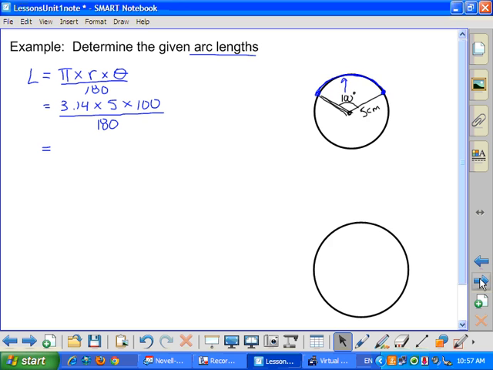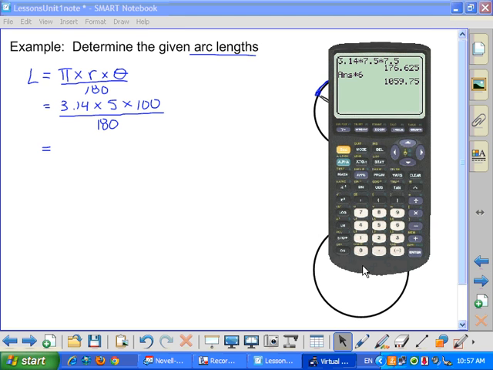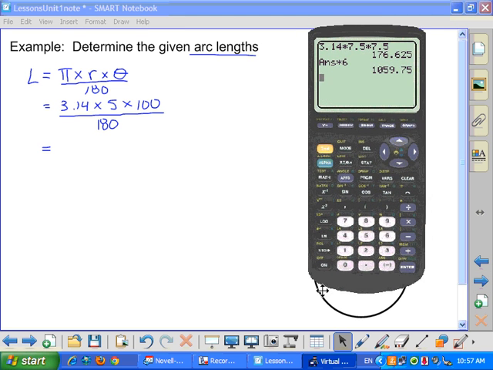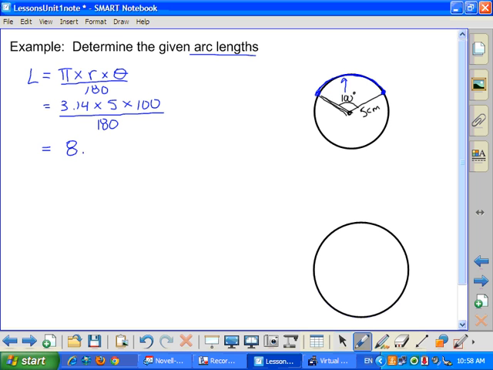So bringing up a calculator again. Clearing that. 3.14 times 5 times 100, and then divided by 180 equals 8.7. 8.7. What units am I working with? Radius is in centimeters, so your answer always comes out to be the same units that you were using originally. All right.